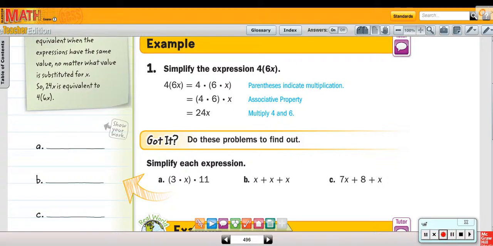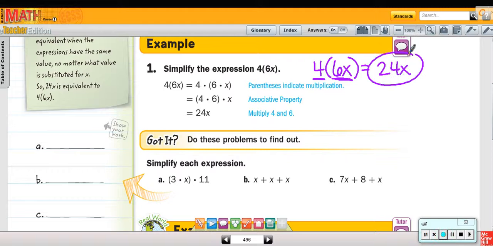So look at the first one. This particular expression, when I have 4 smashed up next to 6x, what does that mean in algebra? It means to multiply. This really means that I have 4 6x's. Well, if I combine 4 6x's, what would that equal? 24x. And this is its simplified version.